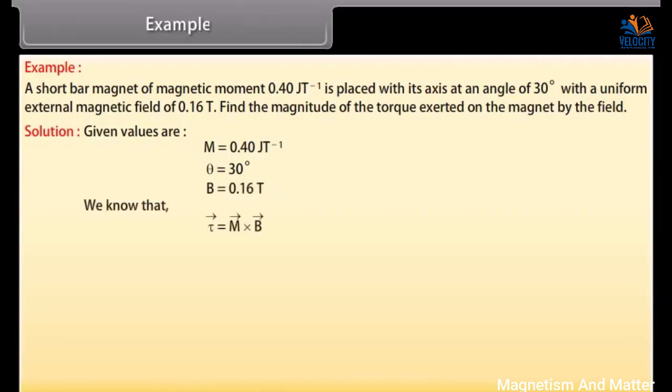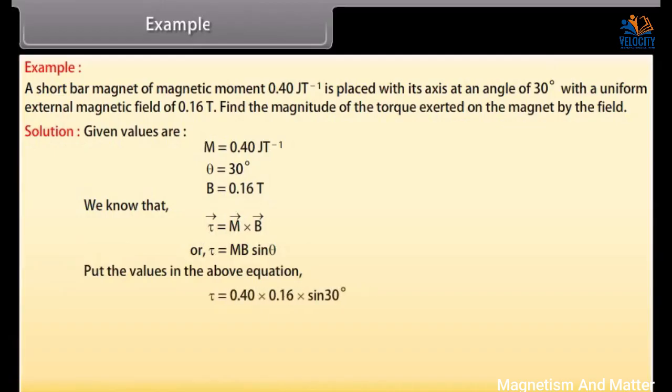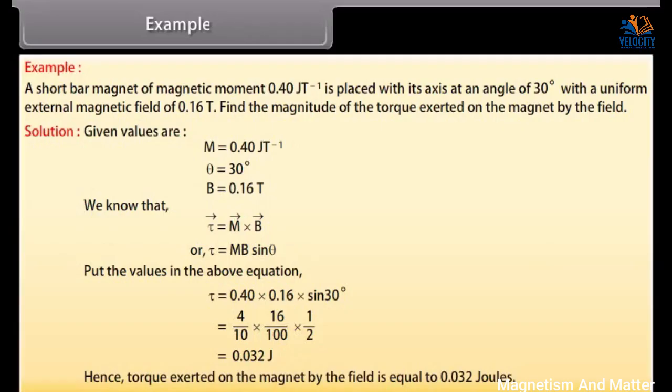We know that τ = m × B, or in terms of magnitude, τ = mB sin θ. Put the values in the above equation. τ = 0.40 × 0.16 × sin 30 degrees. On calculating, we get the value of τ, which is equal to 0.032 joules. Hence, the torque exerted on the magnet by the field is equal to 0.032 joules.